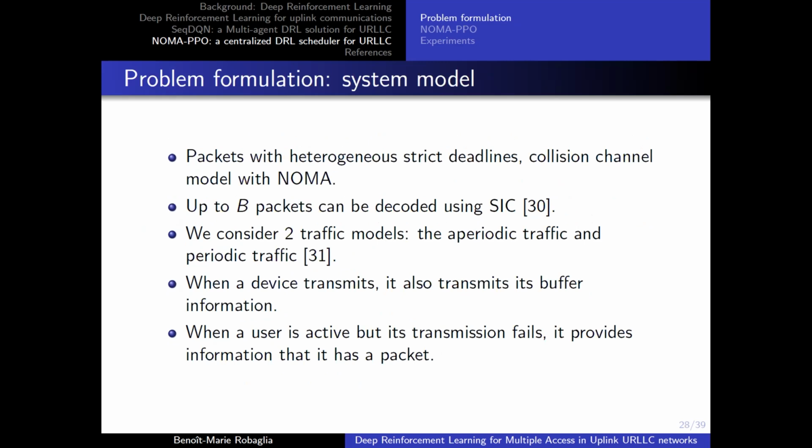Okay, it's kind of the same traffic model as before. It's packets with heterogeneous deadlines, a collision channel, and the only difference is that we use NOMA, so we can decode up to B packets. And we consider here the aperiodic traffic, which was not considered before. When a device transmits, it also transmits its buffer information. And when a user is active but its transmission fails, it also provides information that it has a packet, which is useful.